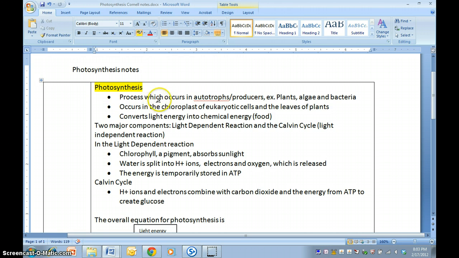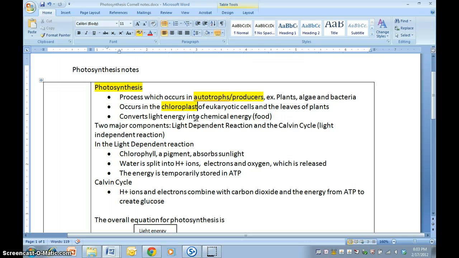Photosynthesis, a process which occurs in autotrophs or producers. Same thing, the word means the same thing. Remember, autotroph literally means to self-feed. Can be done, as I said, by plants, algae, or bacteria. Occurs in the chloroplast of eukaryotic cells, and or specifically in the leaf. There we go. So the definition of photosynthesis is that it converts light energy into chemical energy, which is the food.